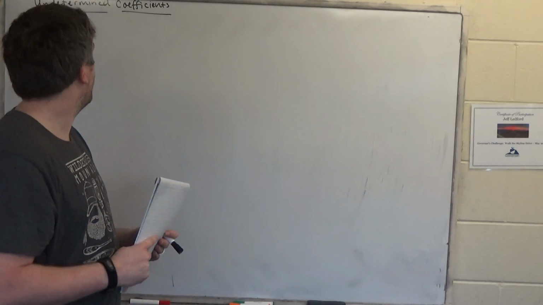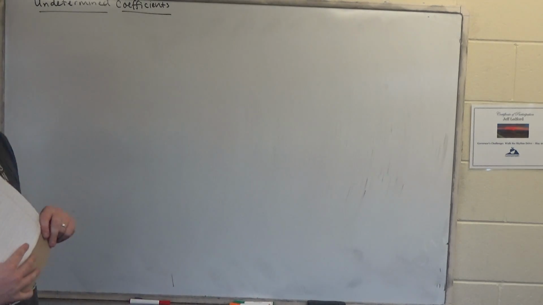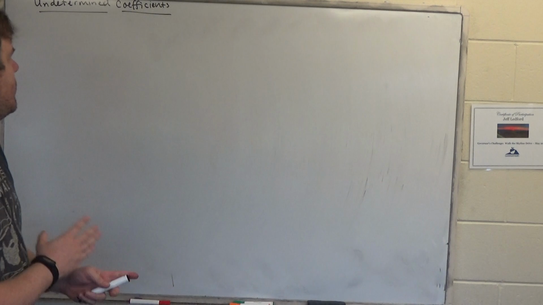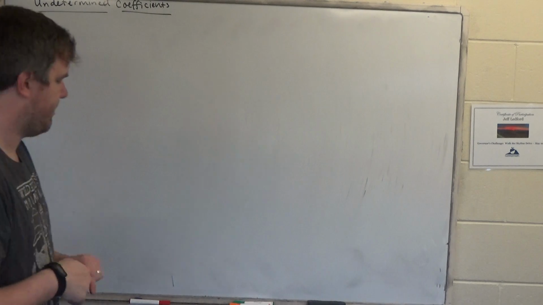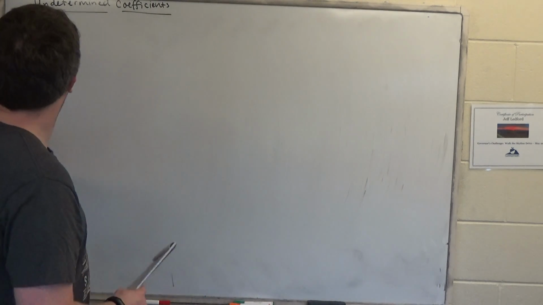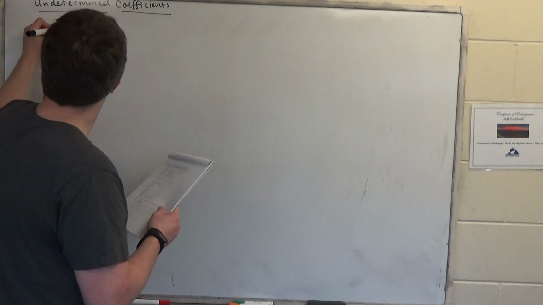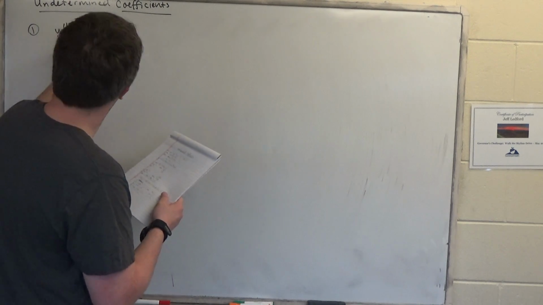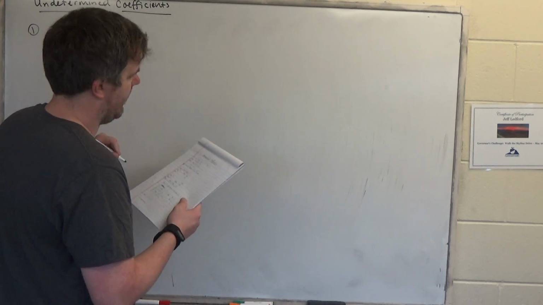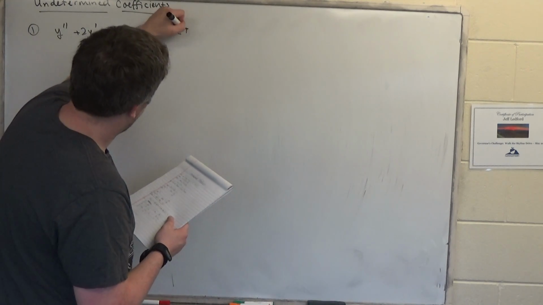Hi class. Our next example will be using the method of undetermined coefficients to find the solution of a non-homogeneous ordinary differential equation, which is linear and has constant coefficients. So what I've chosen to try is just number 1 in your homework. y double prime plus 2y prime plus 2y equals 2x squared plus 8x plus 4.